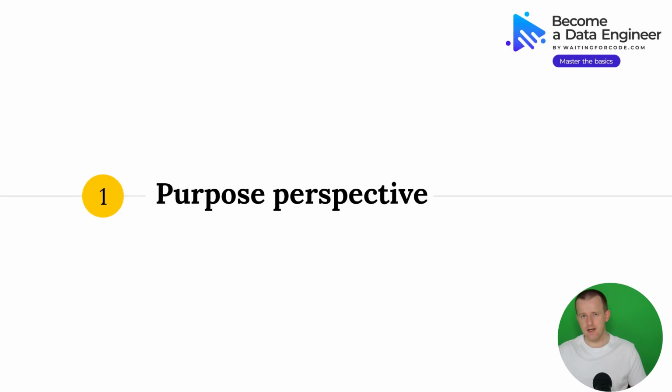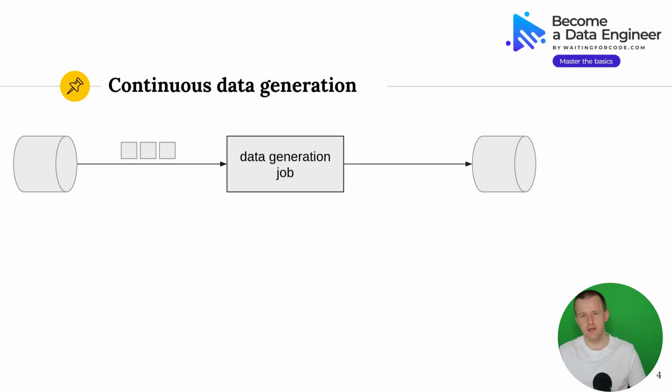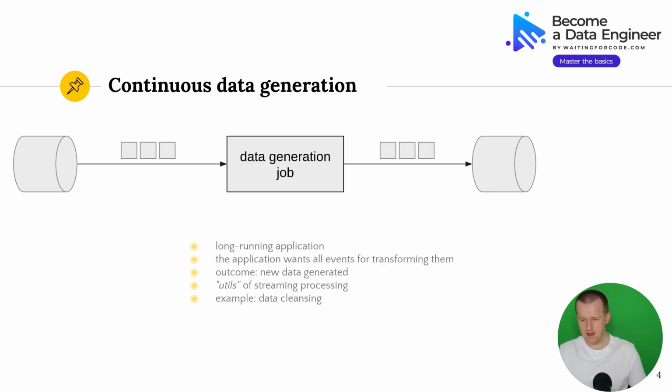And the lesson is divided into two parts. We will see the architectures from two different perspectives, the purpose and the consumer perspective. So let's start with the purpose and the continuous data generation. Here we simply take data and write it to another place.